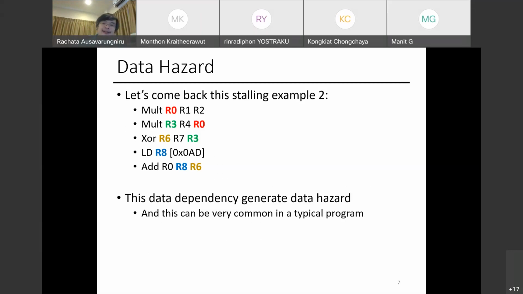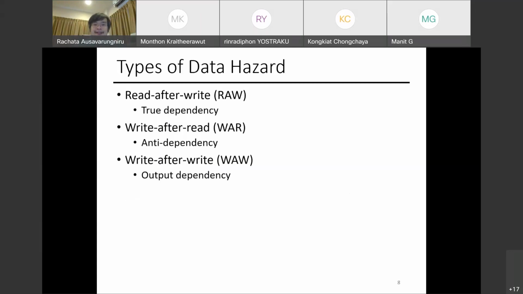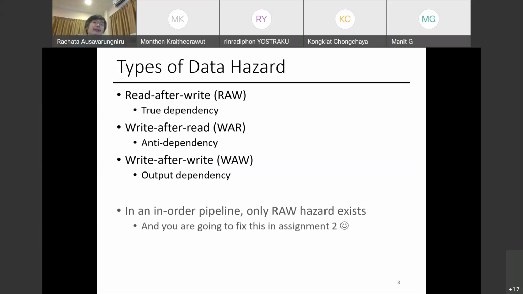And if you look at it, there are 3 types of data hazard. In this class, in this semester, you see the first type only, because we are dealing with an in-order pipeline. So what we have seen so far is called an in-order 5-stage pipeline. Only the first type exists.